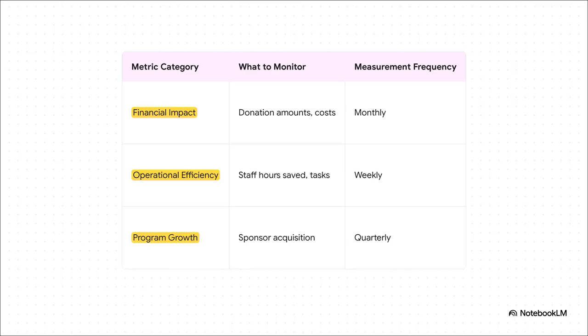And you know what the best part is? You probably don't even have to gather all this data by hand. Your software's own built-in analytics can do all the heavy lifting for you. You can set up a nice, easy rhythm: check your financial impact monthly, peek at operational efficiency weekly, and track that bigger program growth maybe once a quarter. All the data you need is right there, at your fingertips.